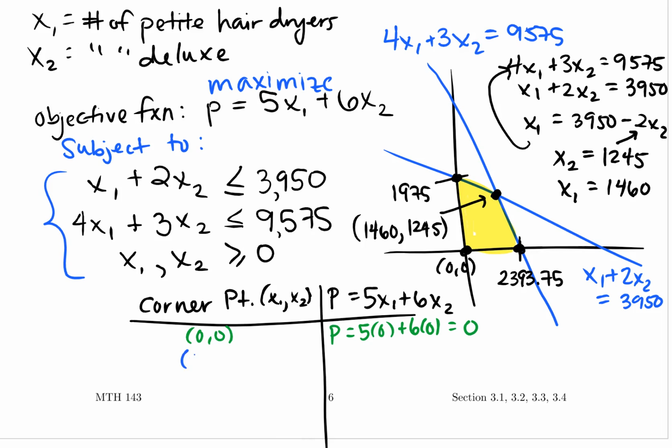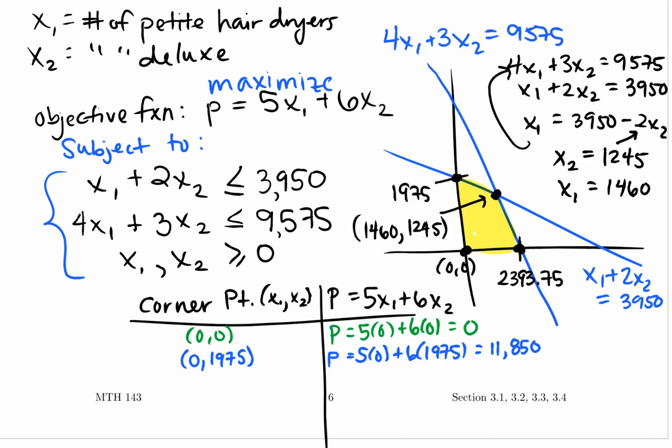So I'm going to try the corner that's at 0, 1975. Our profit would be 5 times 0 plus 6 times 1975. And this should come out to 11,850. So notice that this profit is higher than the profit at 0, 0, which makes sense. If we're producing more than nothing, then we should be making more profit. Notice that at this corner point, we produced no petite hair dryers. We only produced the deluxe hair dryers.